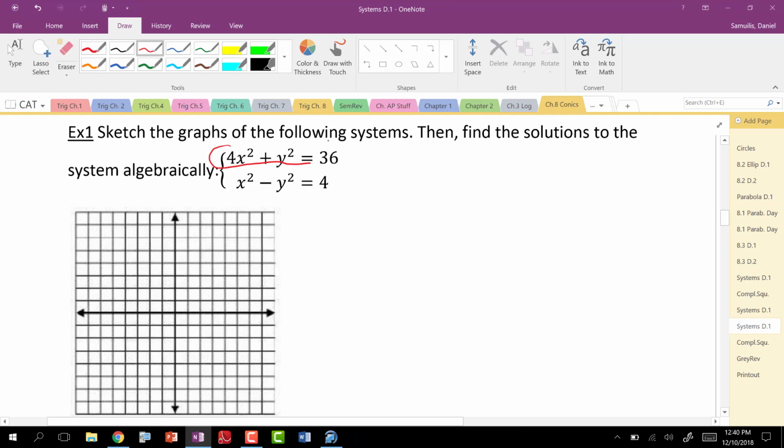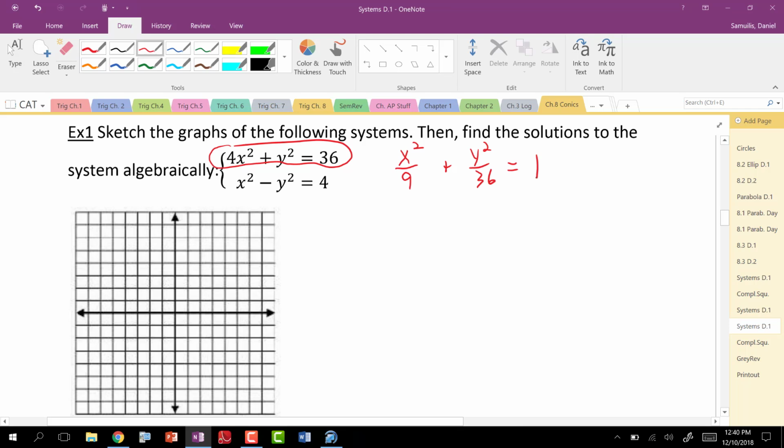Hey, what is this, by the way? What is that? It's an ellipse. Divide by 36. 4 over 36 is 1 over 9. And then this is over 36.